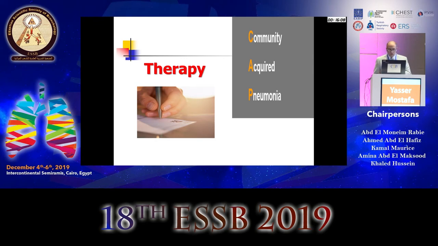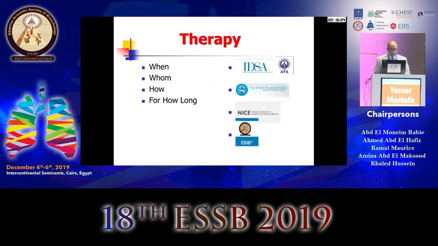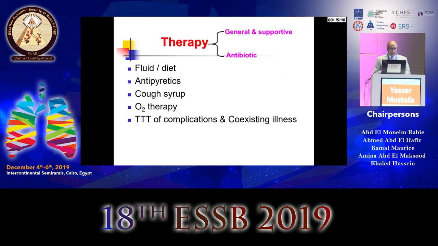Now we will move to treatment. How to treat patients with community acquired pneumonia after we diagnose him, after we assess him and put him in his criterion. I have to choose the proper management of these patients. All the guidelines speak about when, whom, how, and for how long. We have general supportive measures. We have two major arms, the general supportive measures and the antibiotics.